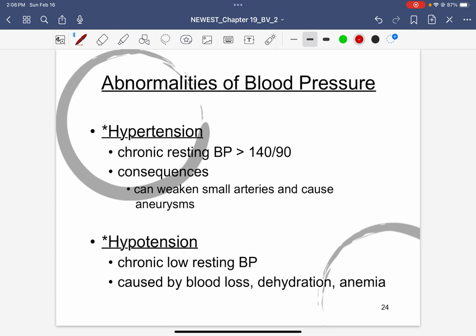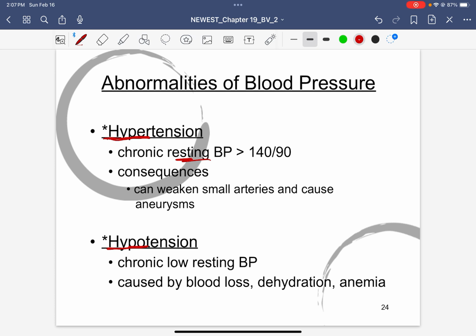You should know the basic definitions. Hypertension is high resting blood pressure. Hypotension is low resting blood pressure. The key thing is resting.